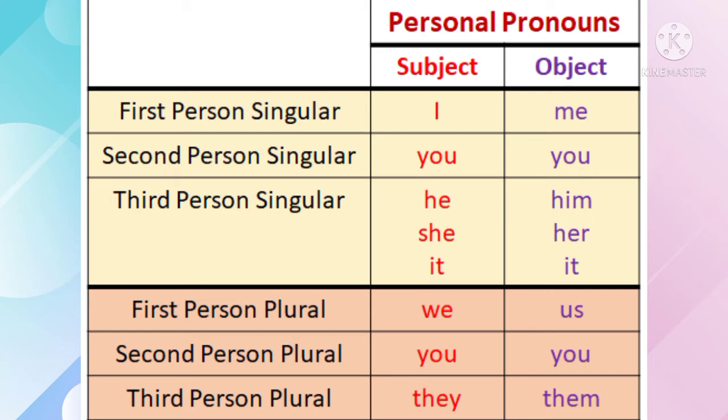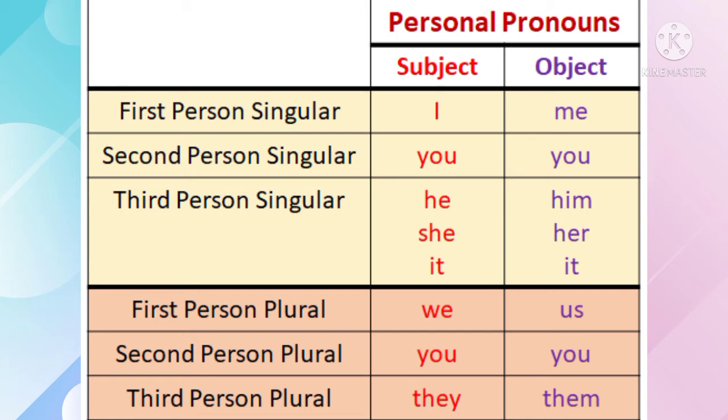Now again, the first person pronouns can be divided into singular and plural. When a single person is talking, it is I. When more than one person is talking, it is we. It is also used as an object of the sentence, again in singular and plural form. The singular form of the first person pronoun object is me and the plural form is us.